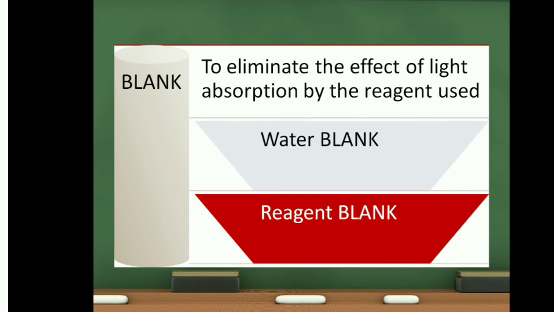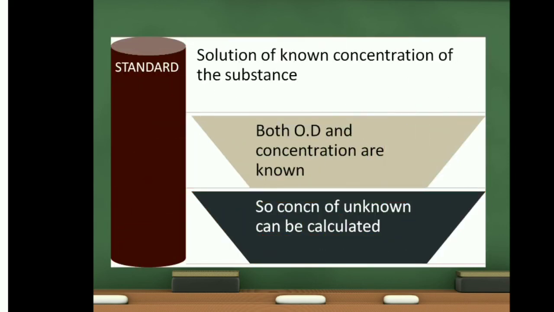First we will talk about the blank. Blank is used to eliminate the effect of light absorption by the reagent used. Mostly we use water as a blank, reagent blank. Next we have standard. Standard is a solution of known concentration of the substance. Both absorbance and concentration are known. So the concentration of the unknown can be calculated by using a standard.